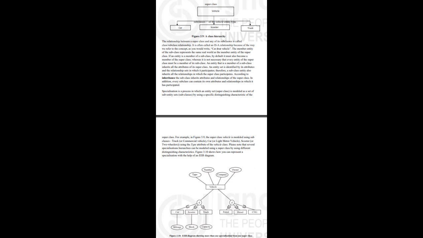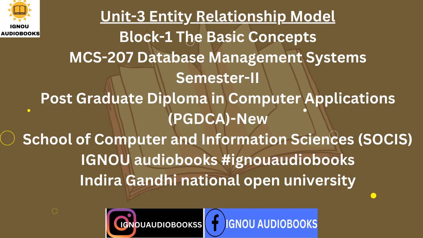An entity is depicted by a set of attributes. Sometimes, an entity can consist of explicit subgroupings. For example, an entity vehicle consists of subgroups truck or commercial vehicles, light motor vehicles or car, two-wheelers or scooter, etc. Every subgrouping must belong to the entity set vehicle. Therefore, these subgroupings are called subclasses of the vehicle entity set and the vehicle itself is called the superclass for each of these subclasses. Figure 3.9, a class hierarchy.